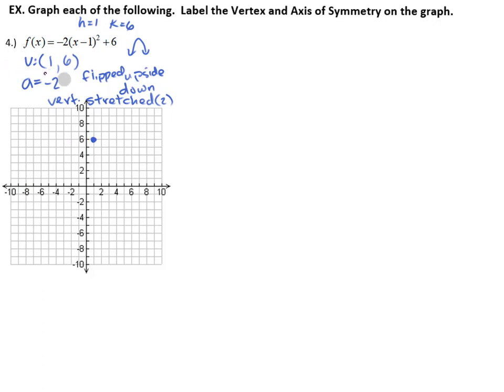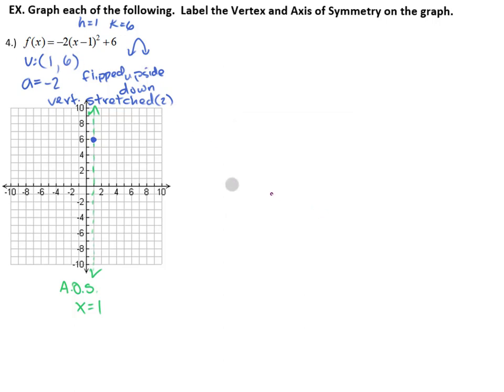So what I would normally do from here is draw in my axis of symmetry, which goes right through the vertex, since we've already plotted that. We can sketch that in, and I can label below here that my axis of symmetry is the line x = 1. Remember, it's the same as our h value. We've got our axis of symmetry, so my graph should be symmetric around that line.